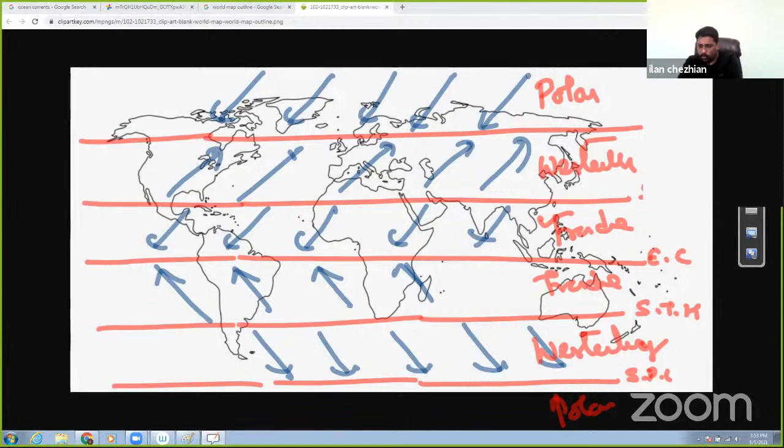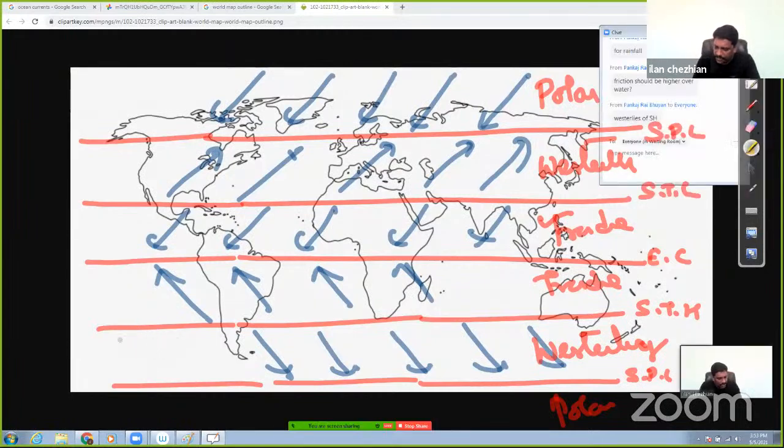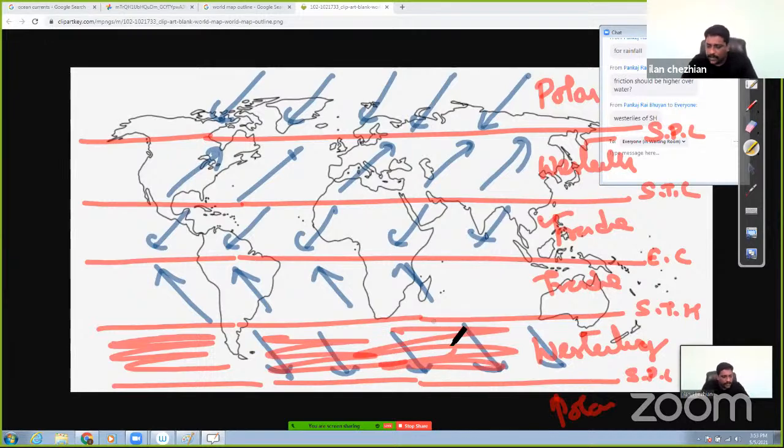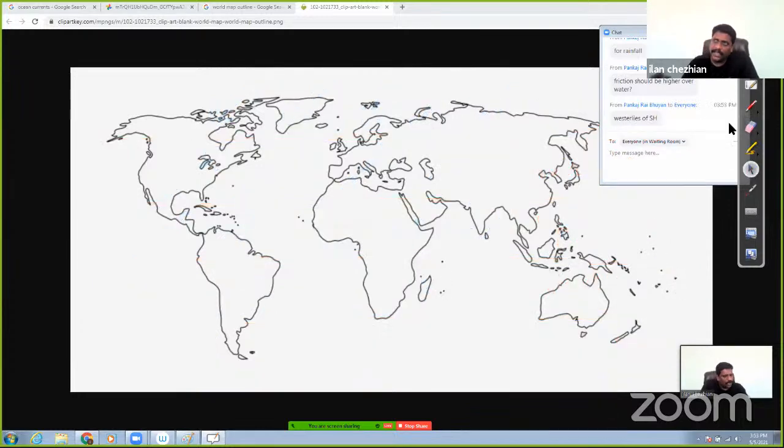Approximately, I've given you the name also, right? Westerlies of southern hemisphere. Westerlies of southern hemisphere, my friend. See why? When we talk about westerlies of southern hemisphere, everywhere it is water, my friend. Among all the 6 planetary winds we have, if you ask me which wind will have the highest velocity, it is the westerly wind of southern hemisphere, my friend.